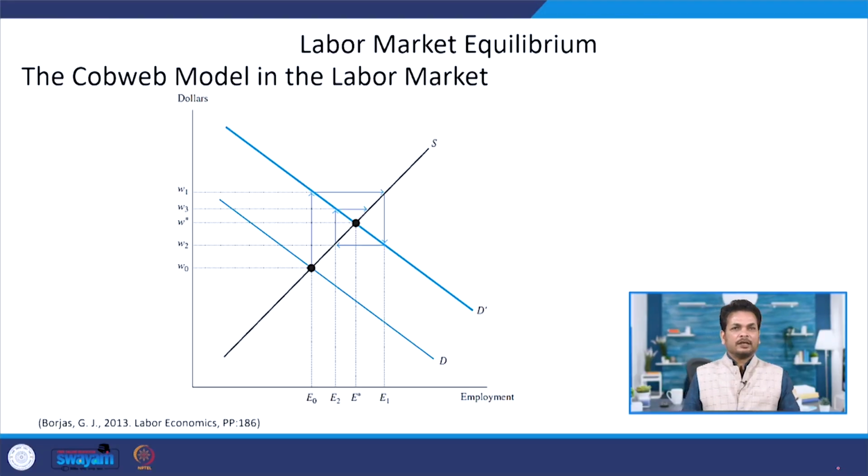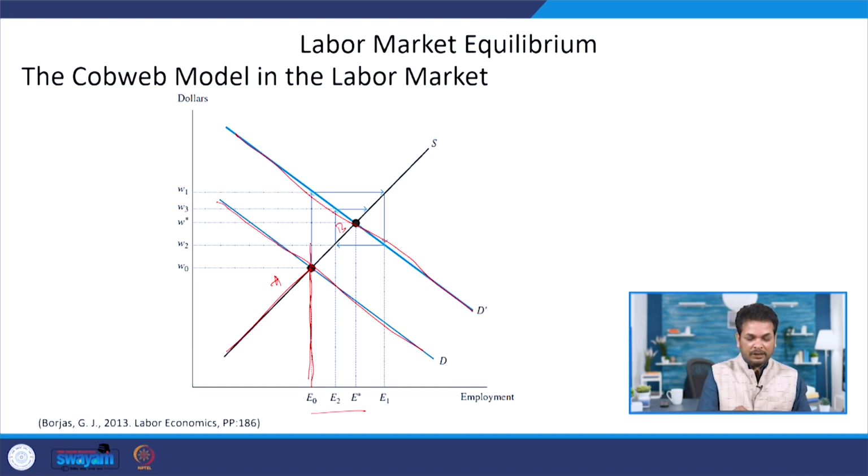So, what happens when there is a shift in the demand function? Now, the demand function has shifted from D to D1, and the equilibrium point should have moved from point A to point B. But at this point of time in the engineering labor market, only E0 amount of workers are available, and to reach E star, it takes some time. So, the supply function becomes vertical, perfectly inelastic, and it intersects this new demand function at this point, resulting in W1 as the wage rate.